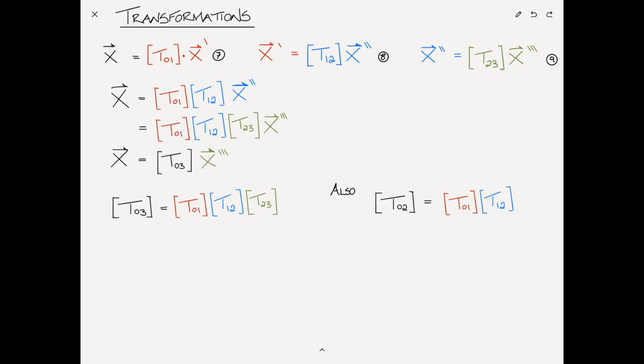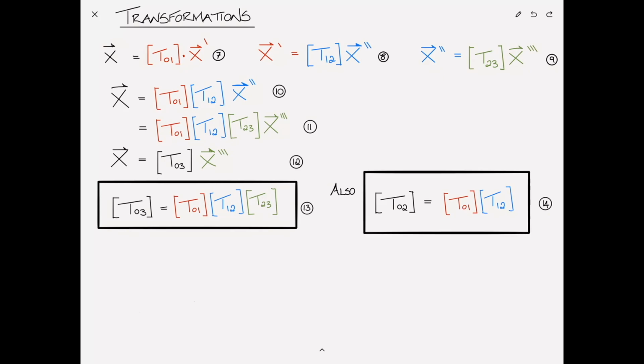So these transformations provide us a very useful way of transforming between any 2 coordinate systems that we have, just by multiplying the appropriate transformations together. Let's give these some numbers. It will be 10, 11, 12, 13, and 14. And let's put some boxes around it because these are important derivations.